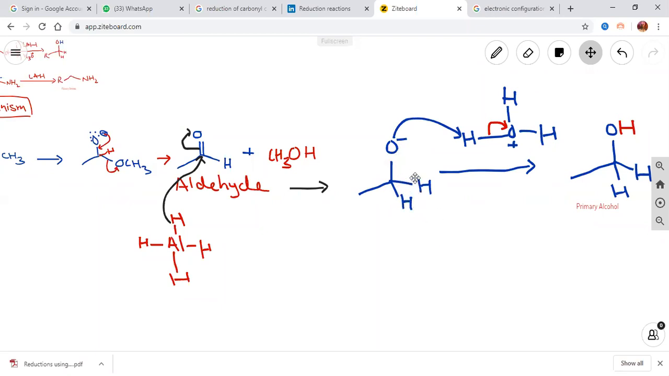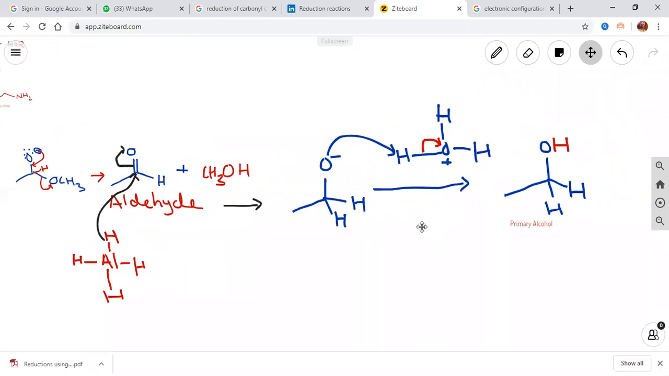So what happens from the solution, because it is taking place in acidic condition, there is this hydronium ion, the acid. This oxygen abstracts one hydrogen from the hydronium ion. The water molecule is released, and this oxygen abstracts one hydrogen to form the OH group. So we get the final product, which is a primary alcohol.